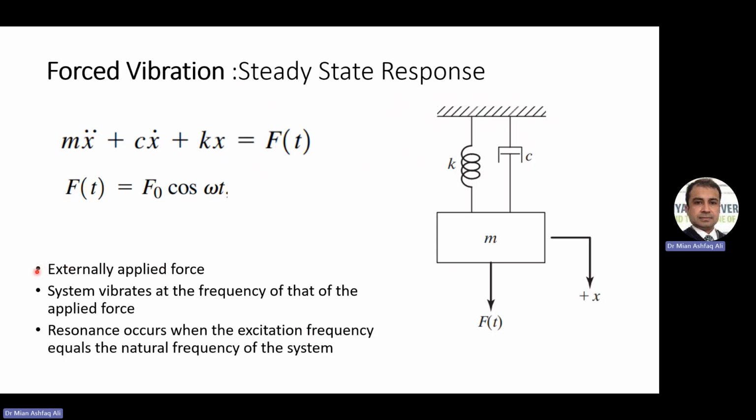So in this case, the system is being applied with some external force. The system vibrates at the frequency of that of the applied force. And in this case, because there are two frequencies involved, one is the natural frequency of the system. The second one is the excitation frequency of the applied force. So in this case, there is a chance of resonance. If those two frequencies match, the system response increases, and then we call such a system resonance.